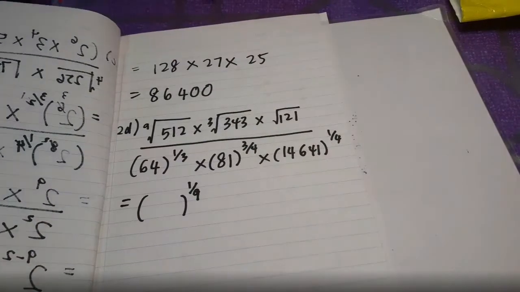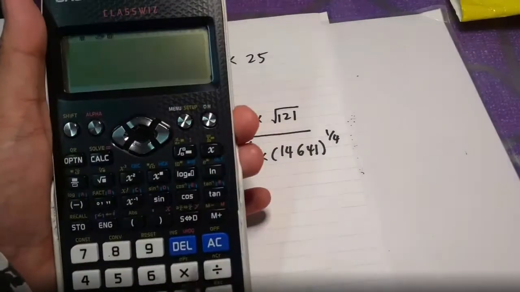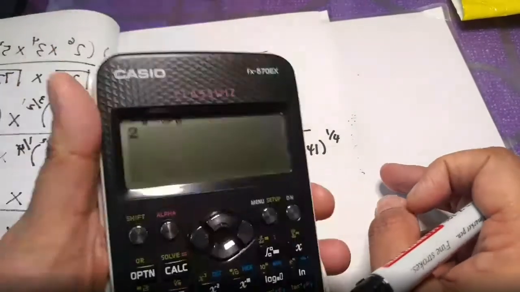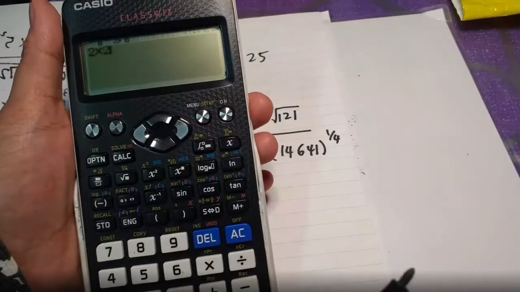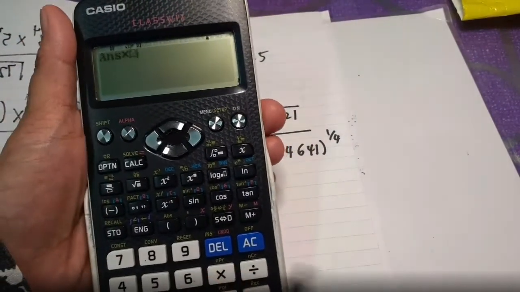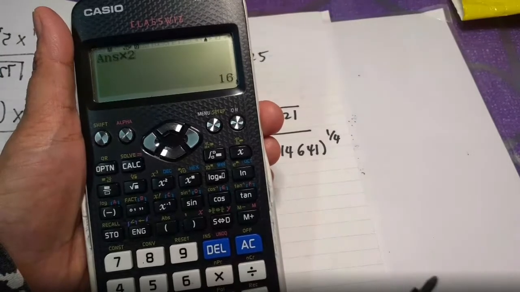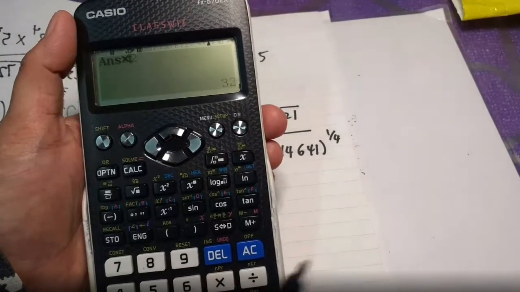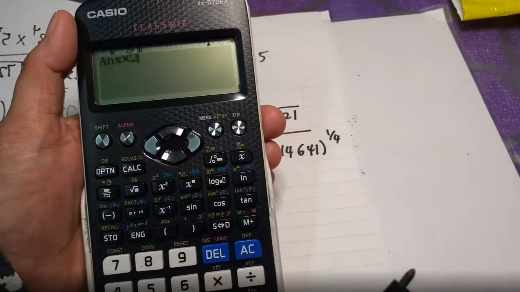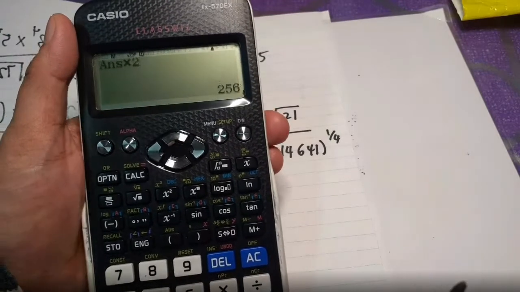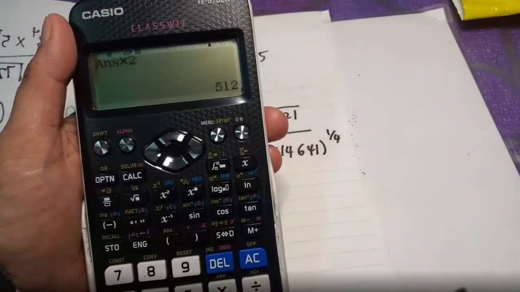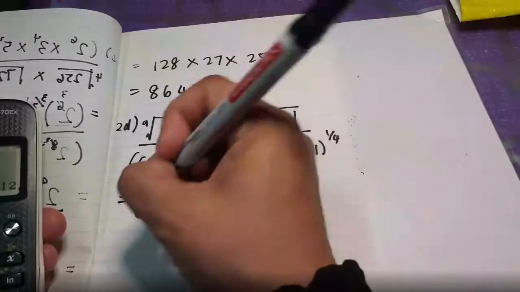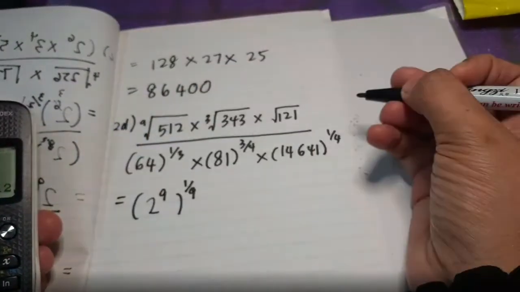512, what is the smallest base? Okay, we try with 2. This is try and error method. We try with 2. 2 multiply 2. Okay. 3, 4, 5, 6, 7, 8, 9. 512. So 2 power of 9.